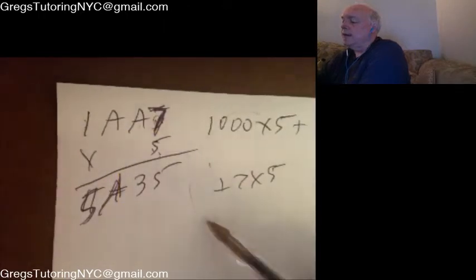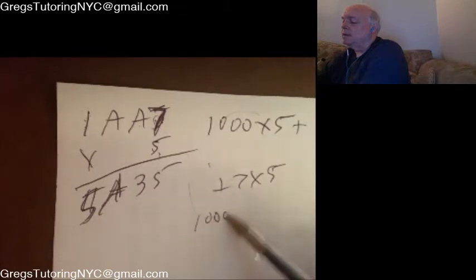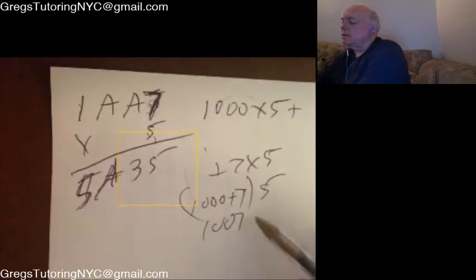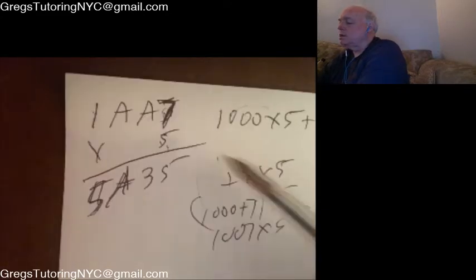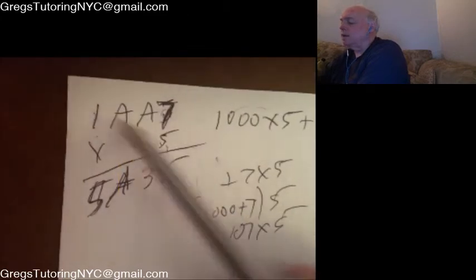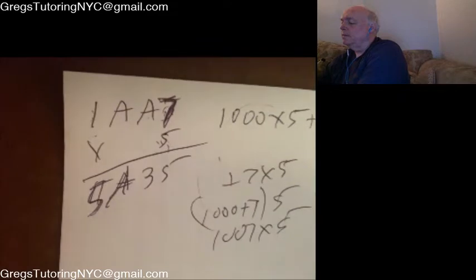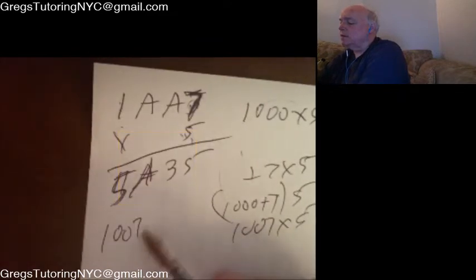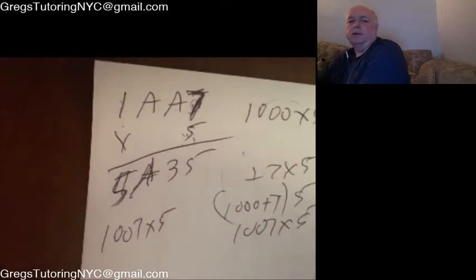So what we really have is 1,000 plus 7, times 5, right? So what I took is what we know, the 1,007 times 5. All right? So that's going to be our one thing. 1,007 times 5 is one of the things.